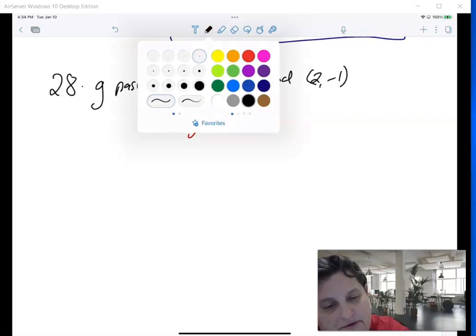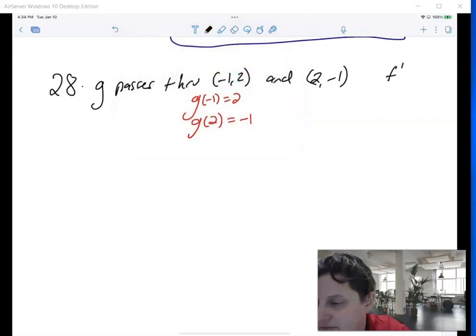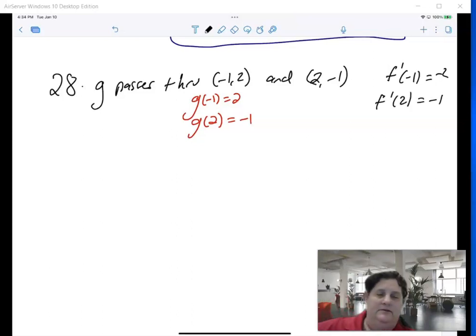And then it tells me a couple other things. It tells me f prime of negative 1 is negative 2, and f prime of 2 is negative 1. Alright, let's not go crazy here. This is looking like it's already going to kill my brain. There's too much stuff, but I think I got this.